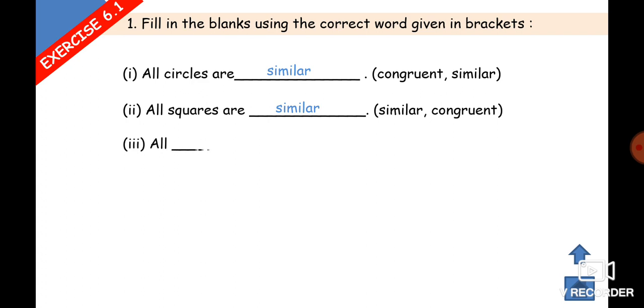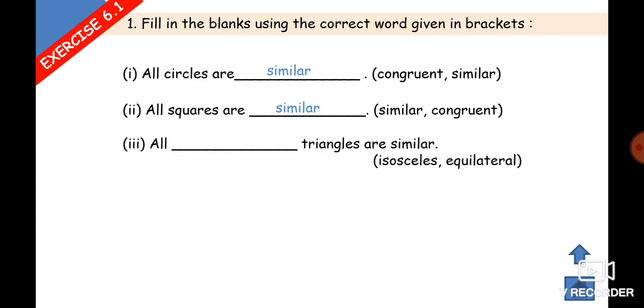Let's see the third filling the blank. All dash triangles are similar. Two different isosceles triangles may have different angles, therefore isosceles cannot be your answer. So in this case, third case, all equilateral triangles are similar. I hope it is clear and you have understood, right? Let's see the next one.